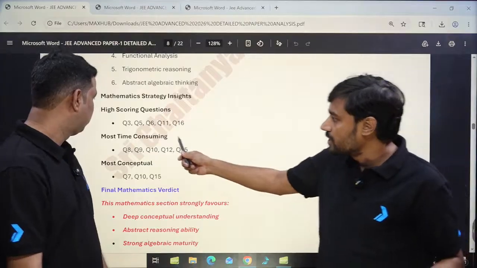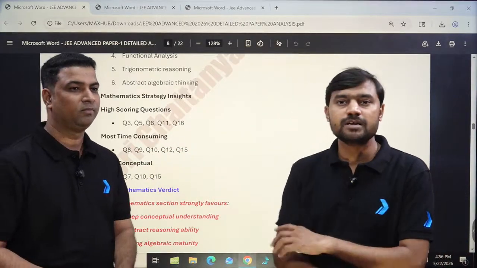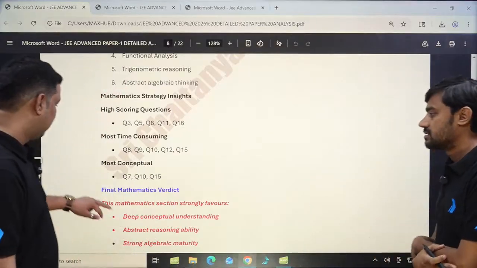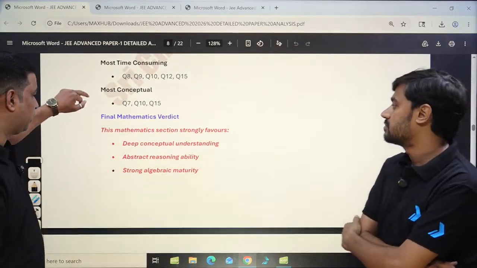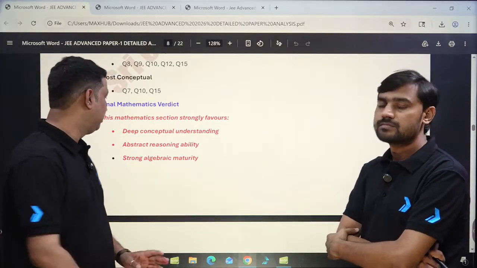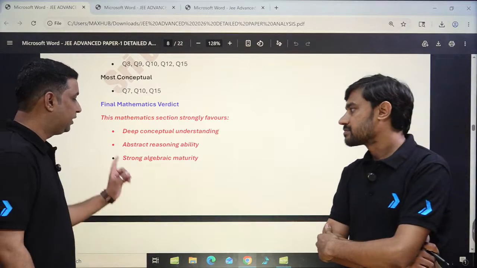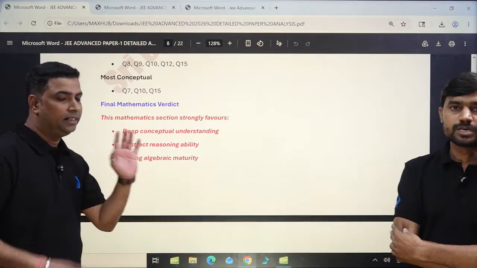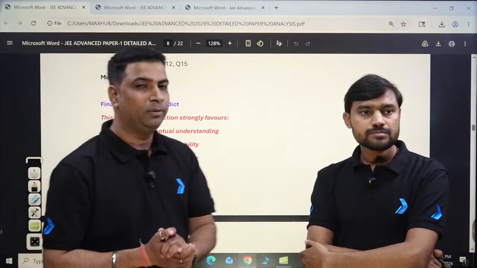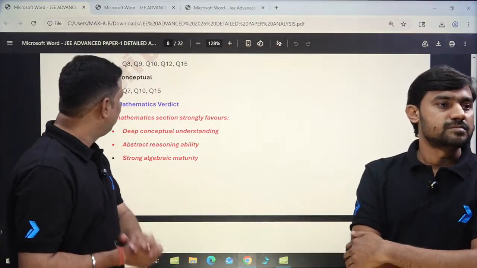Of course, this question was doable, but it will take some time, right? Yes. 8, 9, 10, 12 and 15. Okay. So this was the final verdict about the mathematics. For 2027, you need deep conceptual understanding, abstract reasoning ability, strong algebraic maturity. Right. This was the basic key requirement of the JEE Advanced 2026. So that was your mathematics.